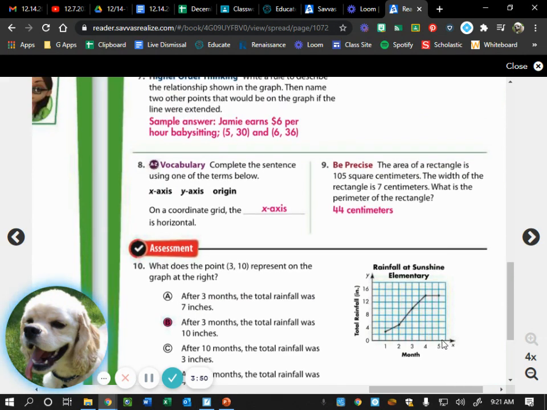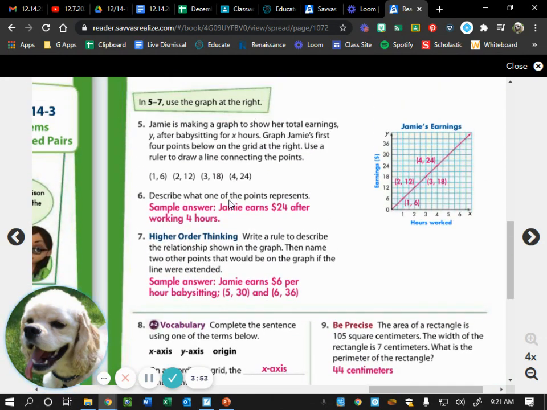So 794, we had 5, 6, 7, 8, and 10. For 5, it said Jamie is making a graph to show her total earnings, y, after babysitting for x hours. Graph Jamie's first 4 points below on the grid at the right. Use a ruler to draw a line connecting the points. So if you graphed 1, 6, 2, 12, 3, 18, and 4, 24, this is what it would look like. And you should have drawn a line. Now, do you guys notice how they drew a line through the entire graph?